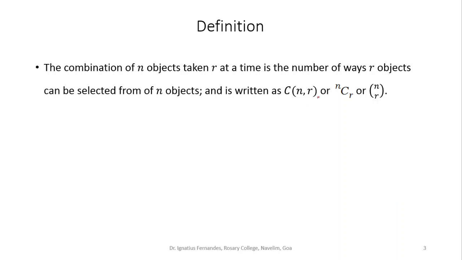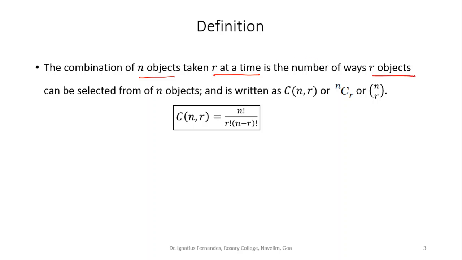Combination is a special case of permutations, you can say. So the combination of n objects taken r at a time is the number of ways r objects can be selected from n objects, and the notation is either C(n, r) or nCr or n over r in brackets. We usually recommend C(n, r) or nCr. This is the formula for combination: n factorial upon r factorial into n minus r factorial.